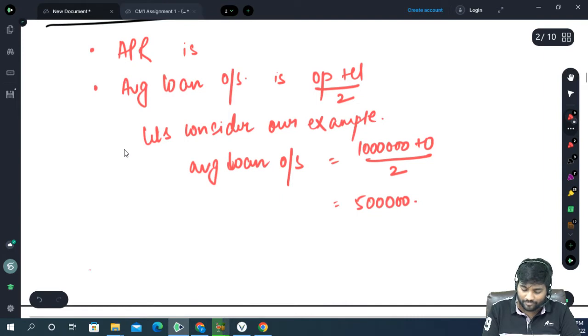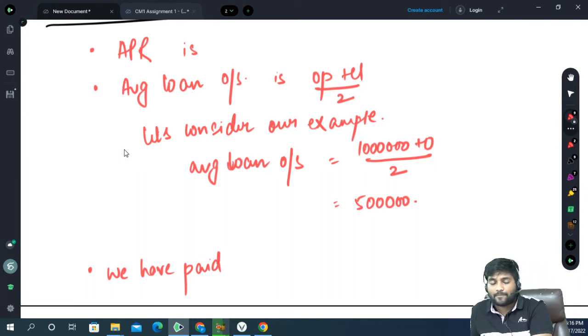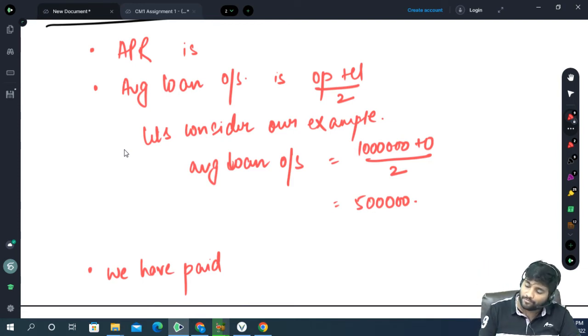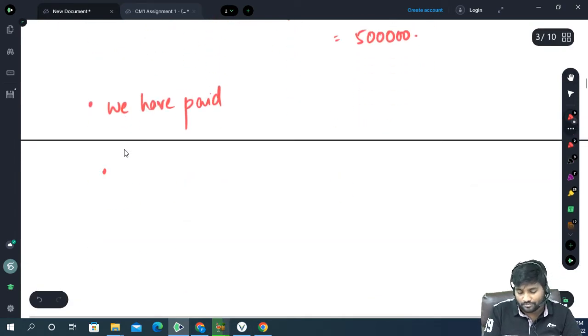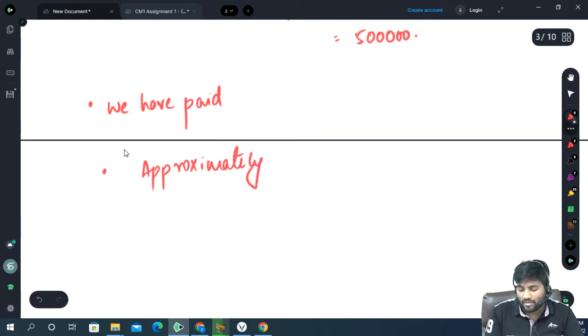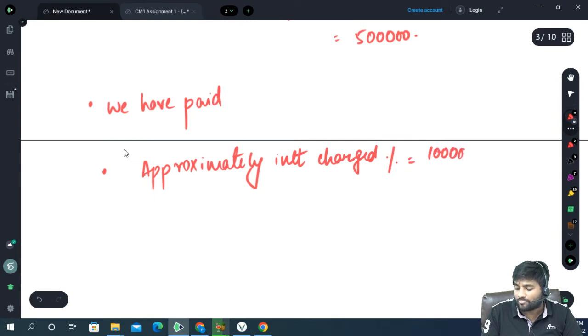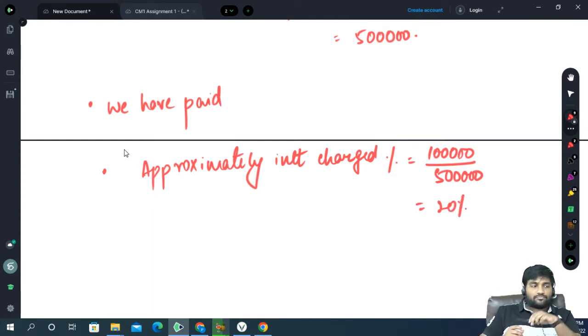Next bullet. We have paid interest of 1 lakh per annum. Approximately, interest charged percentage is equal to 1 lakh by 5 lakh, which is 20%. Is it clear now? Next bullet.